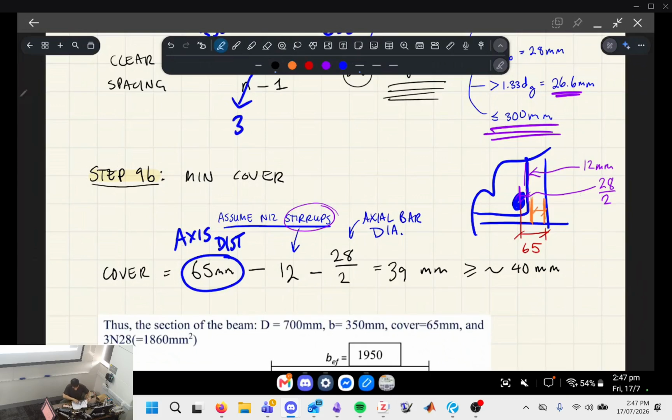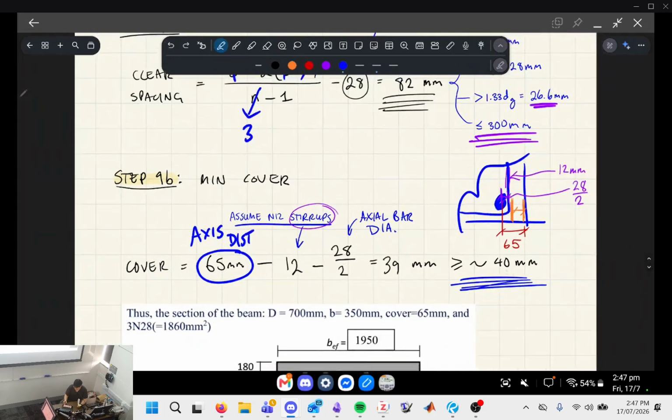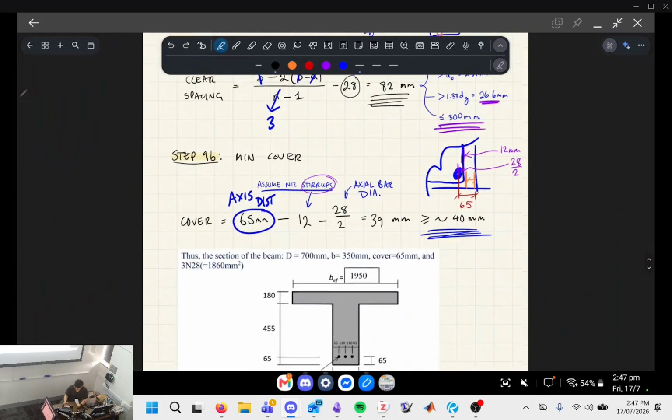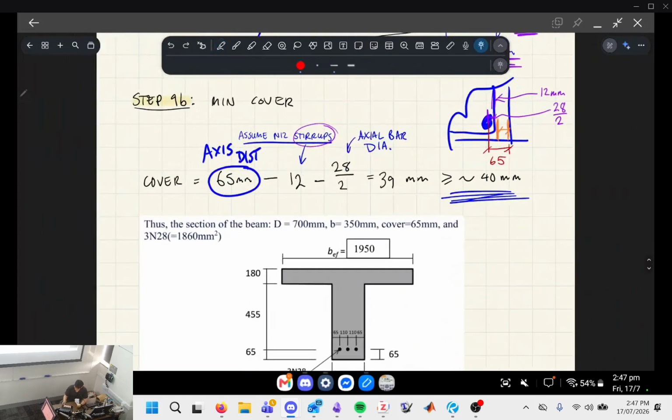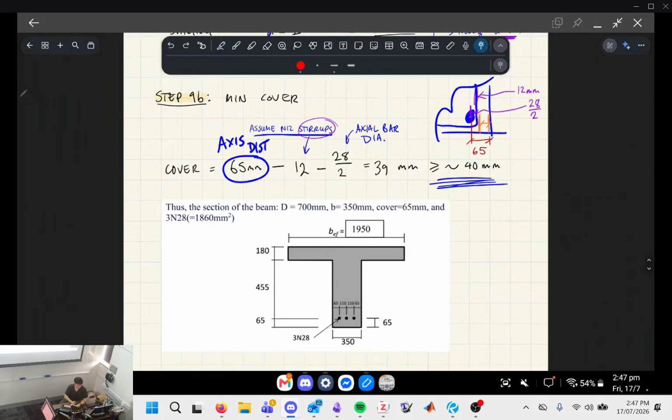So give me a sec. So that's 39, which I know it says that we should have a cover greater than 40 mil, but we've made some assumptions. For example, we don't actually know what the stirrups are. They could be N10s. And the other thing is that 1 mil is not going to make a huge difference. If you think of steel fixing and the bar placement, that could be plus or minus 5 mil. So 1 mil at the end of the day is not going to make a huge difference. So that's fine in the design. Okay, and so that's the final answer.